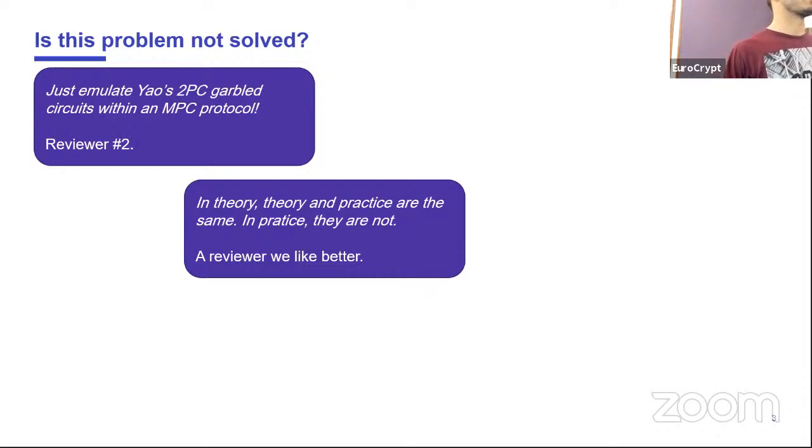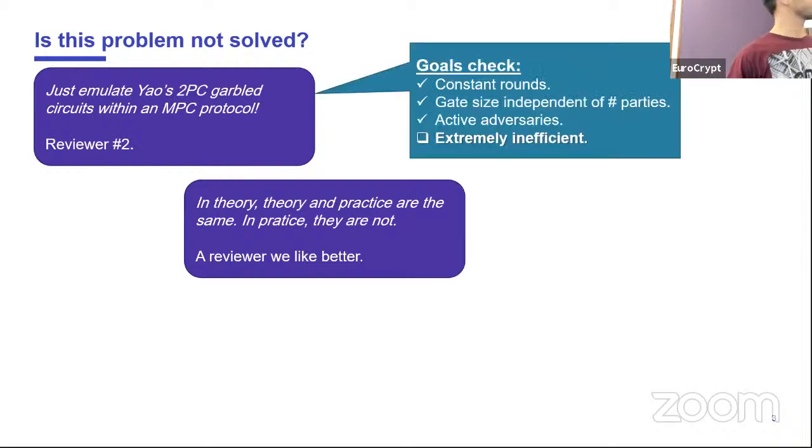But in practice, that's going to be horribly inefficient, right? If you're going to do this double encryption with an MPC, like evaluating a PRF, it's going to be horrible. So this theoretical approach would be a constant round protocol. The size of the gates is independent of the number of parties, and it could be actively secure if you use an actively secure protocol to emulate that, but it will be horribly inefficient.